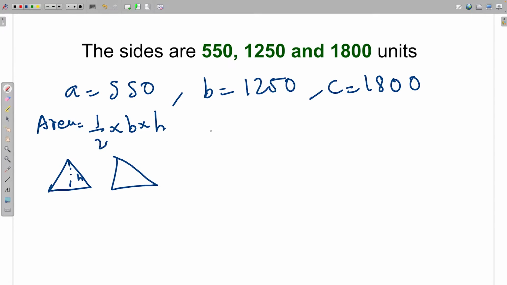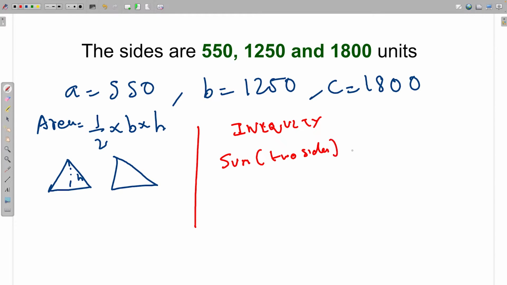To solve this particular problem, I would like to introduce one of the properties of triangle, which is often overlooked. It is called the triangle inequality sum. What it states is the sum of any two sides of the triangle should be greater than the third side. Right? Then only it forms a triangle. It kind of makes sense.